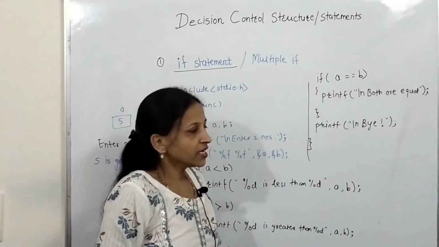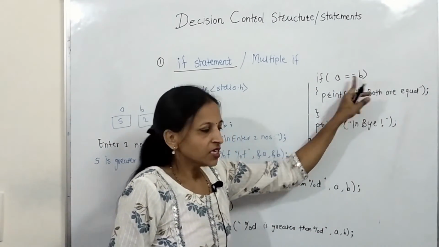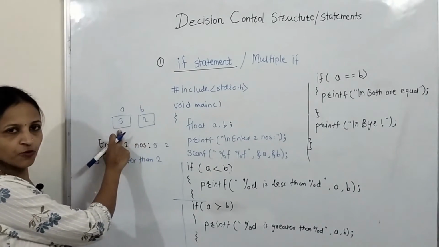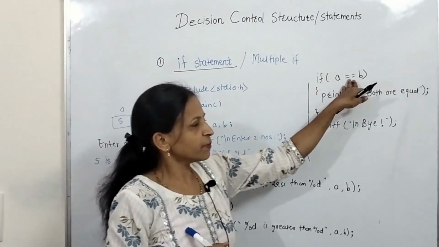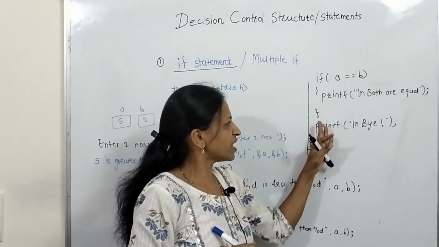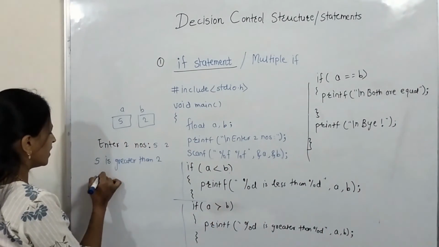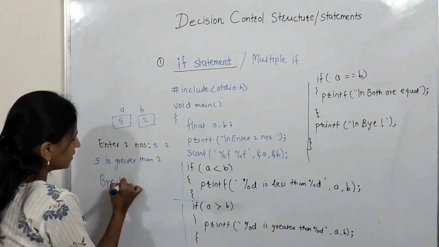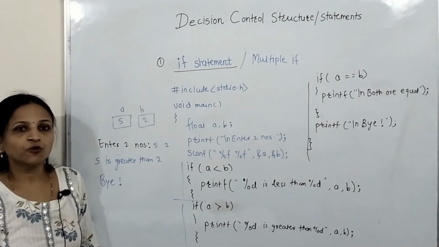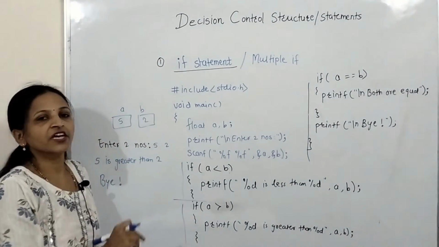Now it will come here again and will check for this condition, whether a is equal to b. See, what is the value of a? 5. b is 2, so this condition will become false. It will not execute this part, will directly come here and will display bye. Getting? This is the output of this program if the input is 5 and 2.